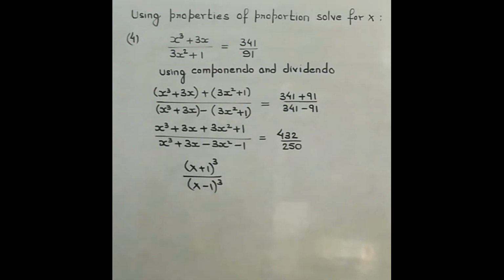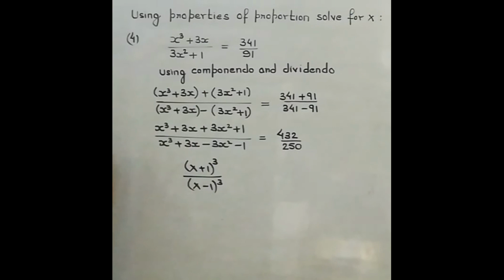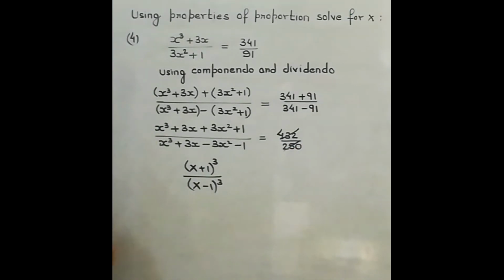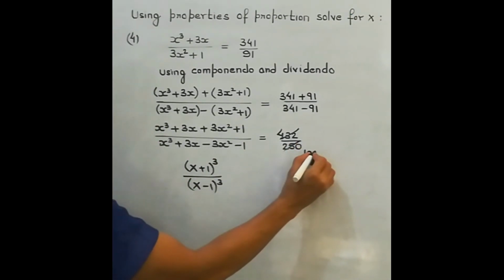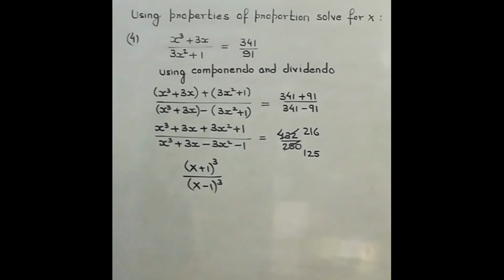I applied componendo and dividendo, but I couldn't find any reduction. But if I observe these terms very carefully, I can say that these four terms are representing the whole cube of x plus 1. And these four terms in the denominator place are representing the whole cube of x minus 1. Okay, now going on to the right side. If I reduce it, I get this as 125 and this as 216.